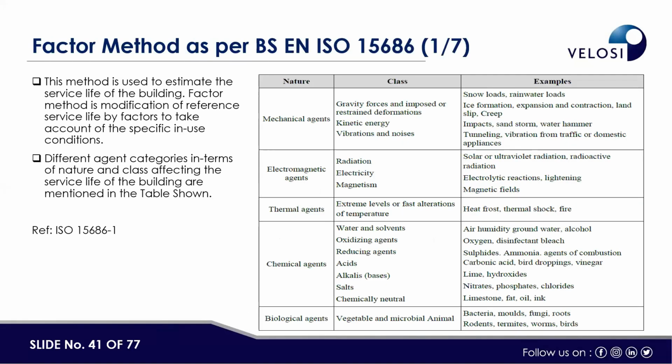Now, if we move on to the factor method, there are certain steps to be followed. There are various degrading agents that will act on the structure and cause continuous degradation since it is put in service, like mechanical agents, electrochemical agents, thermal agents, chemical agents, and biological agents. And there are certain other factors that decide the quality, performance and soundness of the structure.